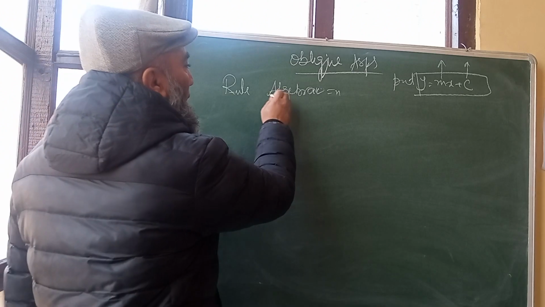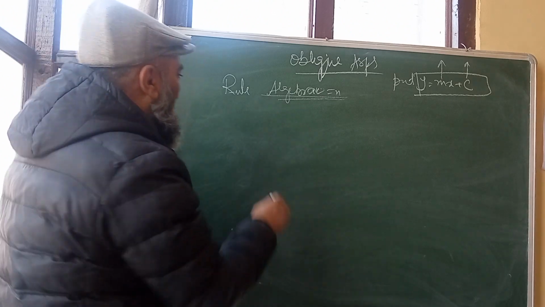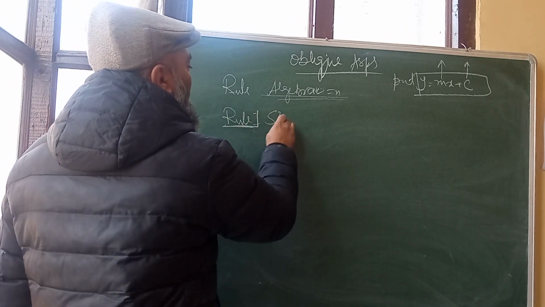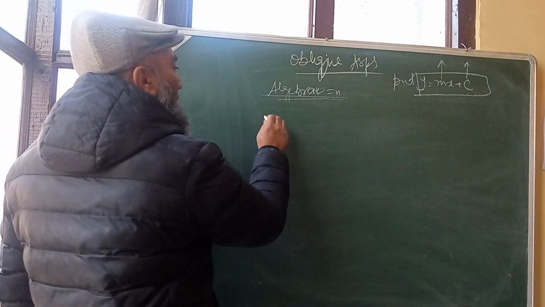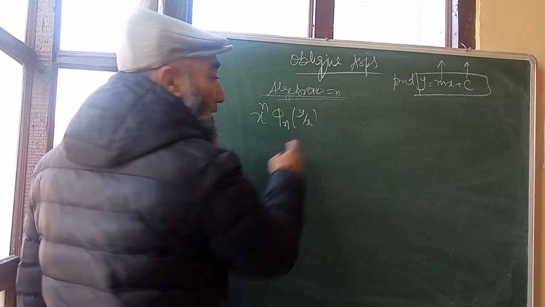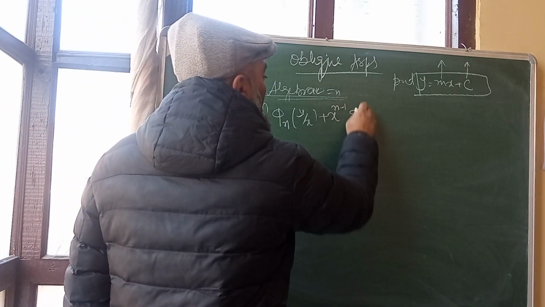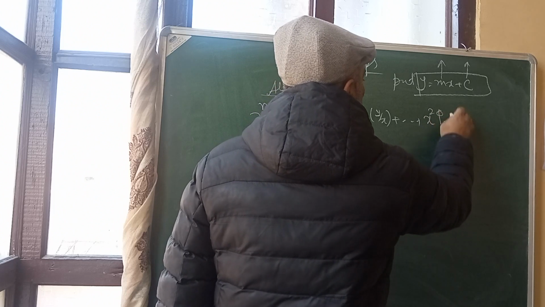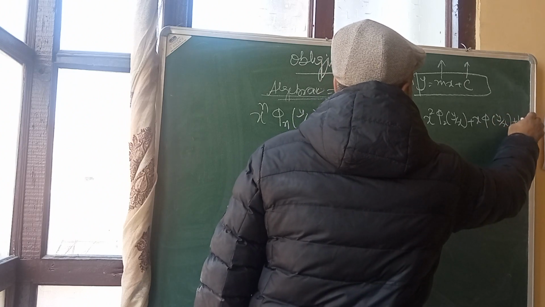You have an algebraic equation. How do we write an algebraic equation? x raised to the power n, phi n of y by x, which I have just now shown you, plus x raised to the power n minus 1, phi n minus 1 of y by x, plus so on, x square phi 2 of y by x, then x phi of y by x, plus some constant k equals 0.